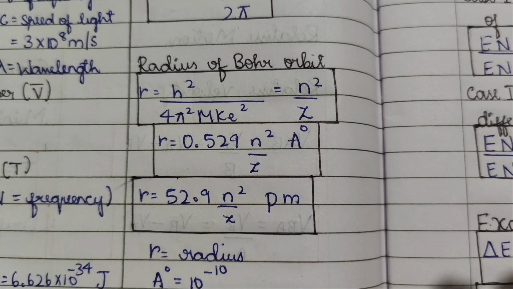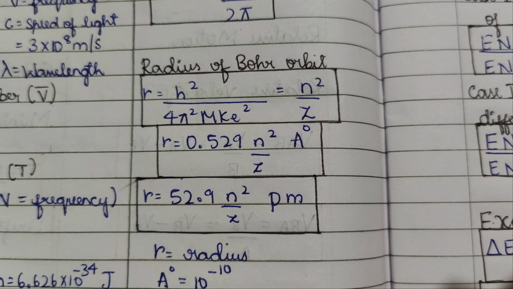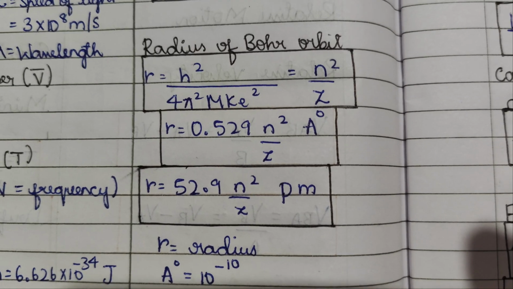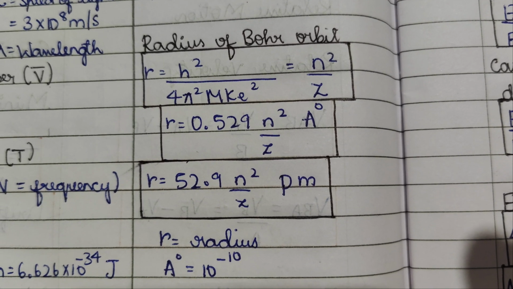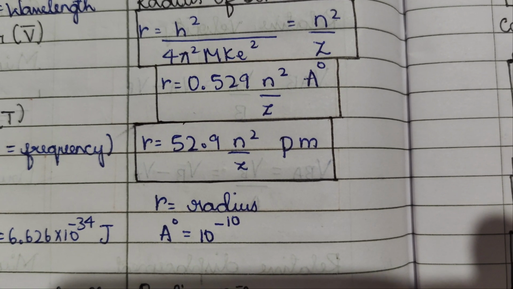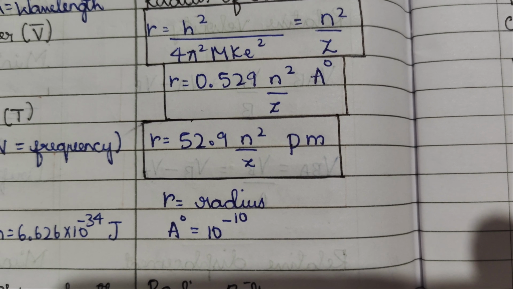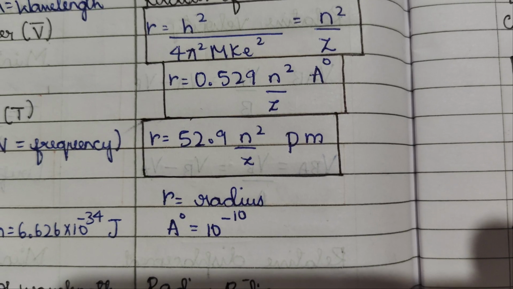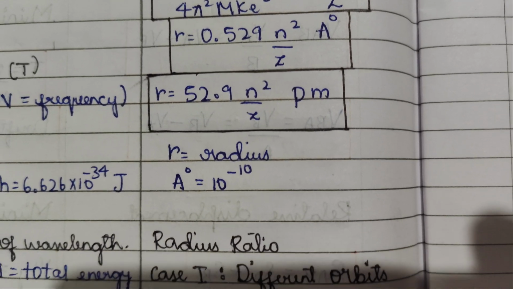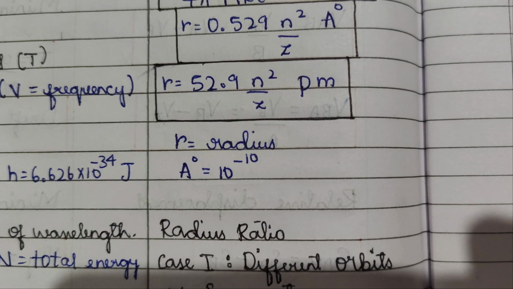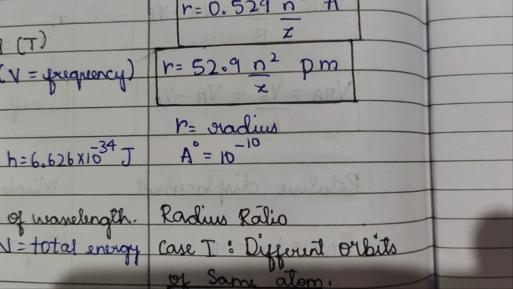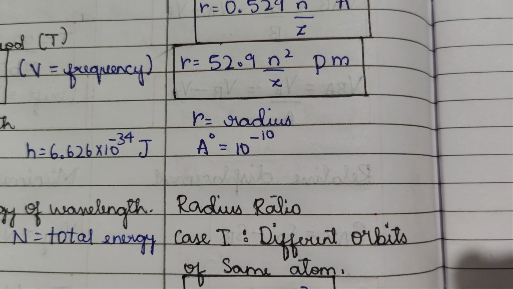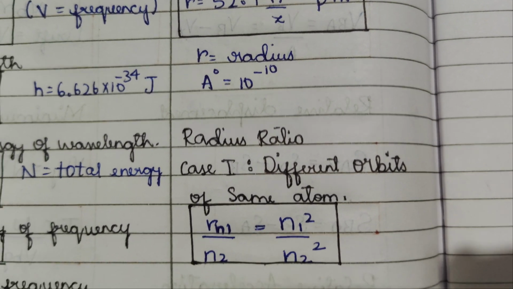Next, radius of Bohr orbit r is equal to h square divided by 4 pi square mke square, which is also written as n square by z. Here r is equal to 0.529 n square by z angstrom. If we want to write in angstrom, this is the formula. If we want it in picometer, r is equal to 52.9 n square by z, where r is radius. Angstrom is equal to 10 power minus 10 meter.